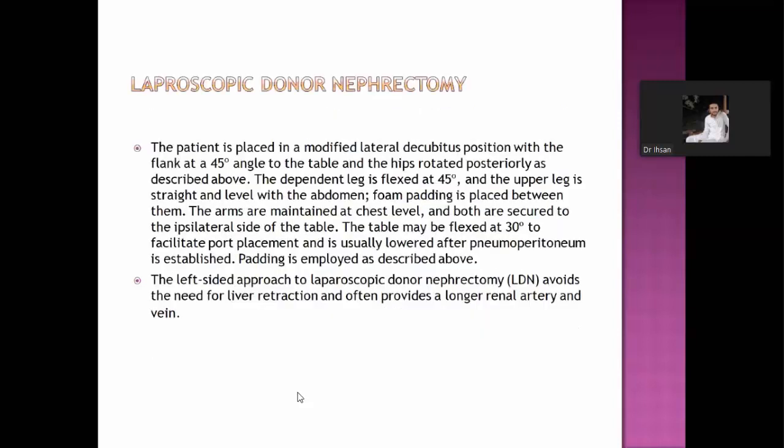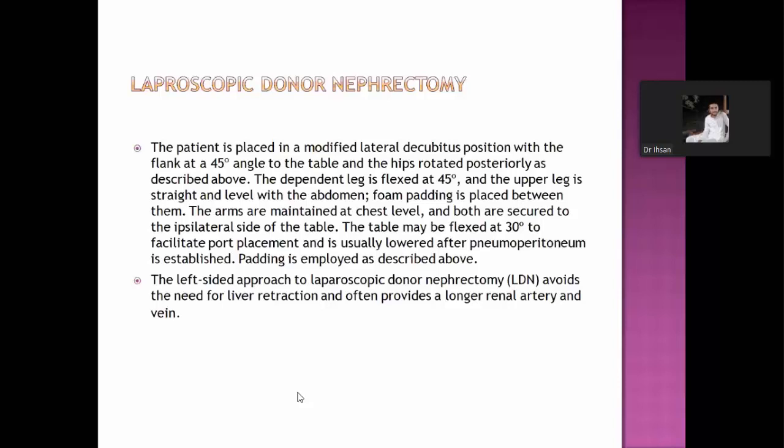Laparoscopic donor nephrectomy procedure. The patient is placed in the modified lateral decubitus position with the flank at a 45-degree angle to the table and the hip rotated posteriorly as described above. The dependent leg is flexed at 40 degrees and the upper leg is straight and level with the abdomen. Foam padding is placed between them.